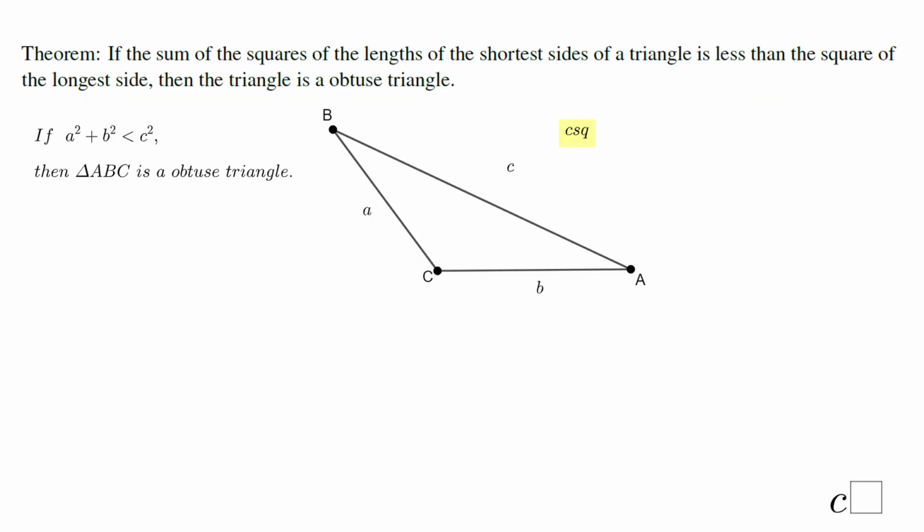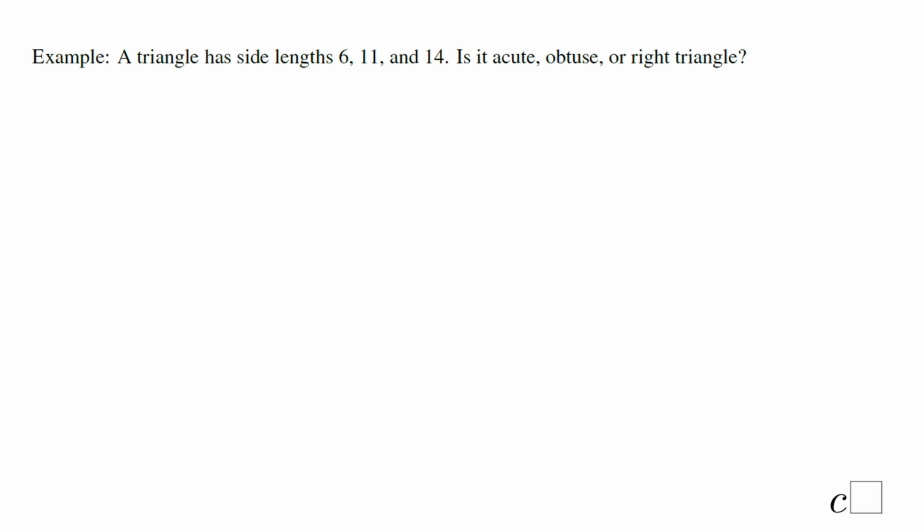So let's see how that looks. But first of all, let's see the second theorem. This one is very similar, but now look here. If the sum of the squares of the lengths of the shorter sides is less than the square of the longest side, then the triangle is an obtuse triangle. Okay, so these are the two theorems, and we're going to use them in my next example.